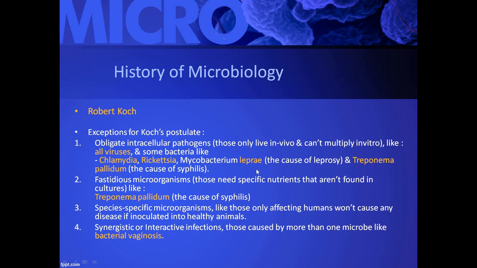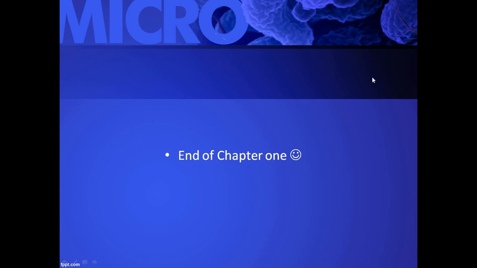Lastly, we have what we call synergistic or interactive infections. Those are caused by more than one microbe, like bacterial vaginosis. Bacterial vaginosis is caused by multiple microbes, not just one microbe. Okay, and that is the end of chapter 1.